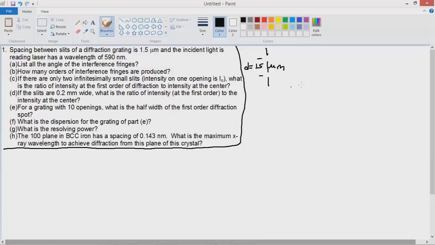Incident light, wavelength 590 nanometers. And we want to know the orders of diffraction.